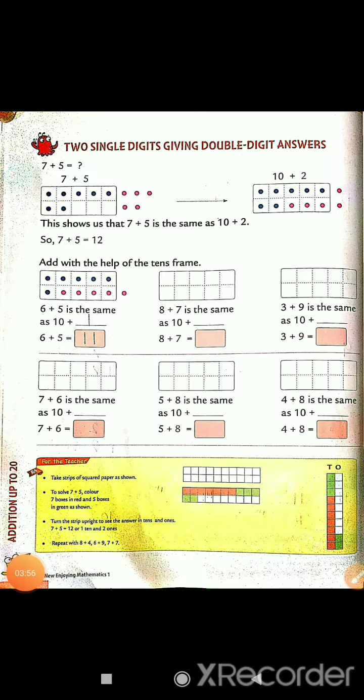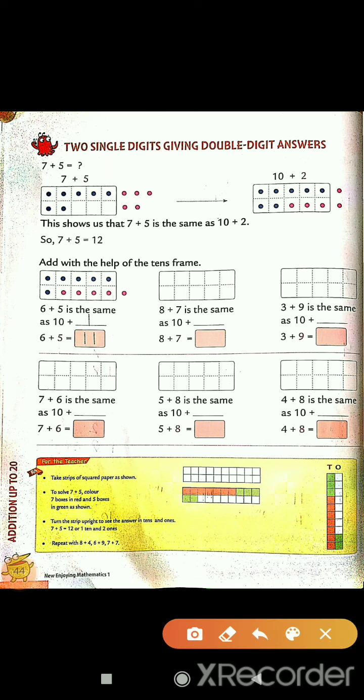So now moving further, open your textbook and let us start with the sums. So students, this 7 plus 5 we already understood, right? 7 plus 5 is equal to 12. We already got our answer. Now add with the help of the tens frame. First one is already done.